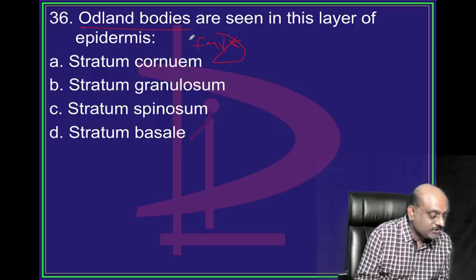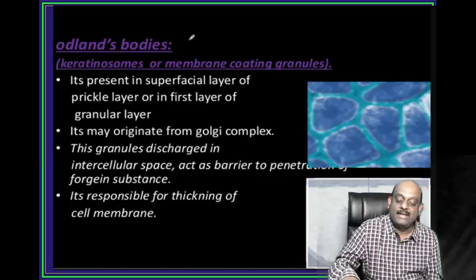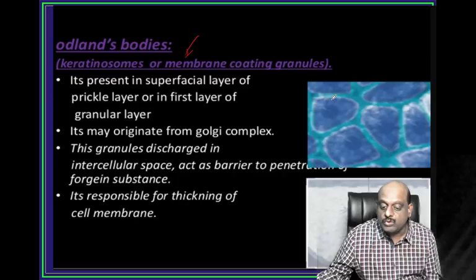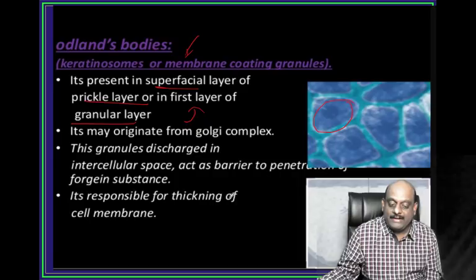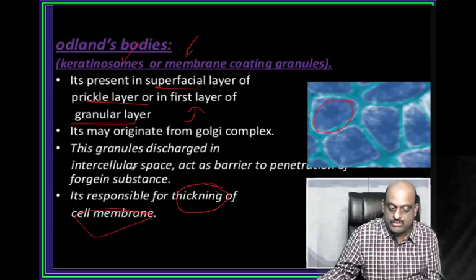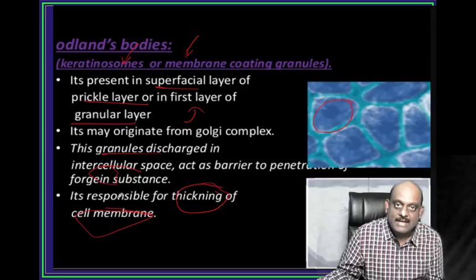Excellent, doctor. So you should remember, Odland bodies are called keratinosomes. It is present in the superficial layer of the prickle layer or in the first layer of the granular layer. And thickening of the cell membrane is because of these Odland bodies containing keratinosomes. These granules are discharged into the intercellular space and they will provide a barrier to a penetrating foreign substance.